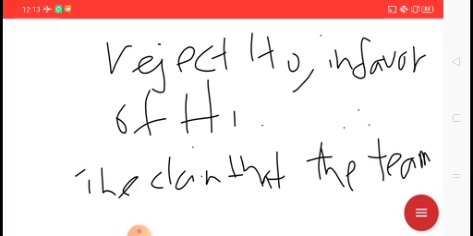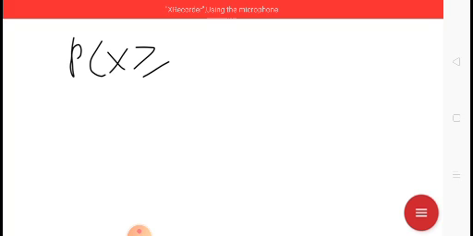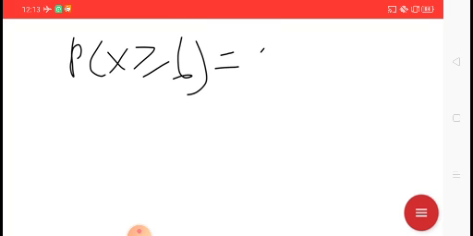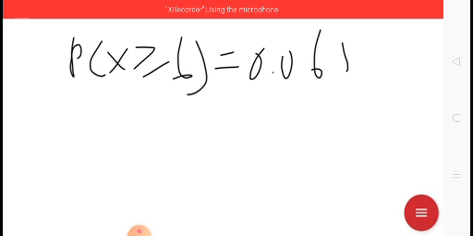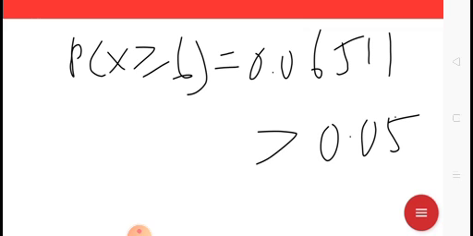For part 2, state with a reason whether the conclusion would be the same at 5% significance level. Okay, so now they want to ask you if the significance level changes. So what happened? Just now what we got is P(X larger or equal to 6) is equal to 0.06511. If you compare to 5% significance level, this one will be larger than 0.05.